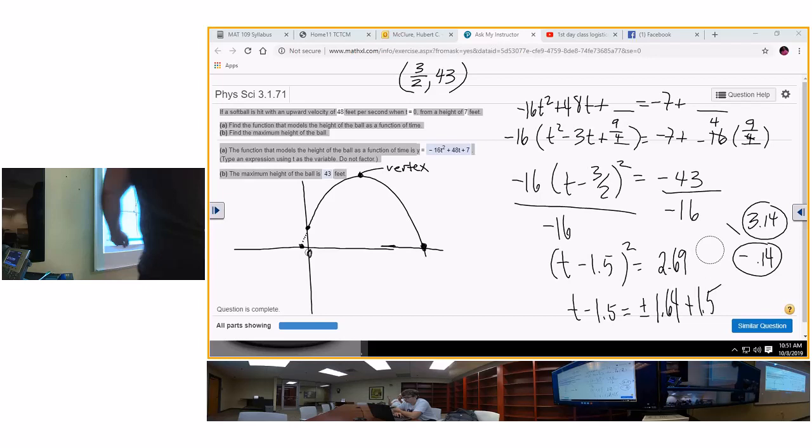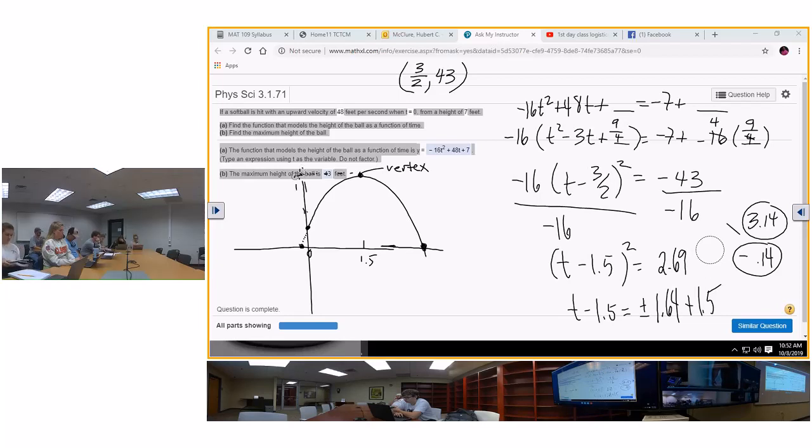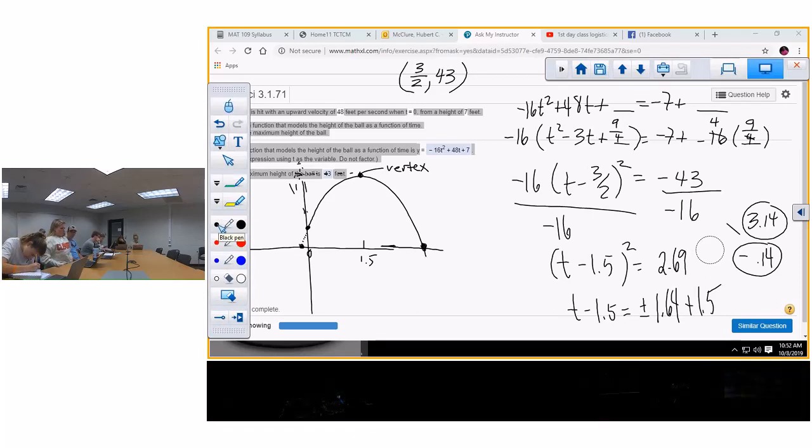All right. So the vertex is 1.5, right? And 43 feet. What'd you say, Jake? That says you're hitting it, not throwing it. Okay, whatever the case may be.